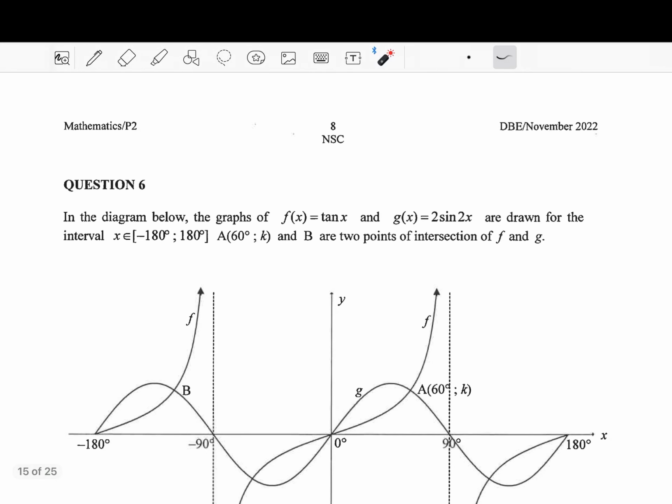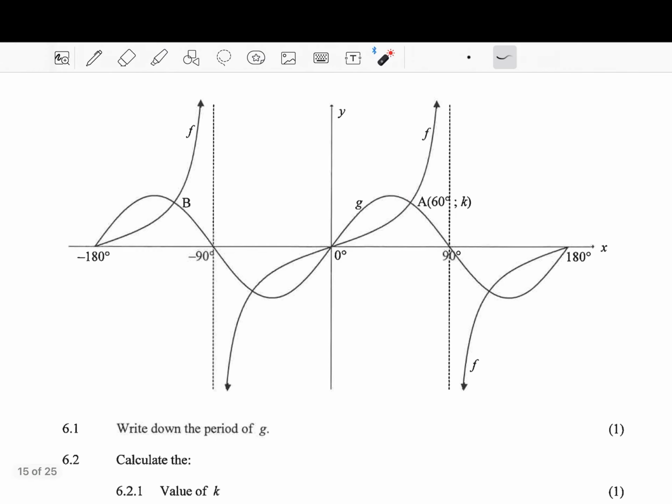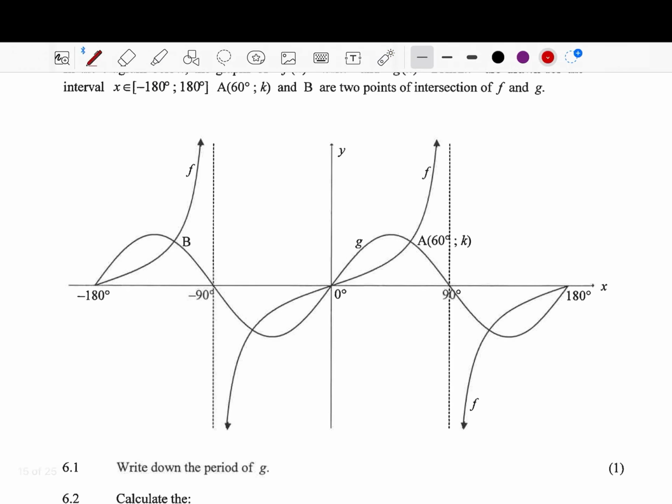Okay, so let's go. In the diagram below, the graphs of f of x, which is tan x, and g of x, which is 2 sine 2x, are drawn for the interval negative 180 to positive 180. A is an intercept, and B are two points of intercept of f and g. First things first, we need to start identifying these intercepts, because the intercepts repeat themselves. It's nothing really new.